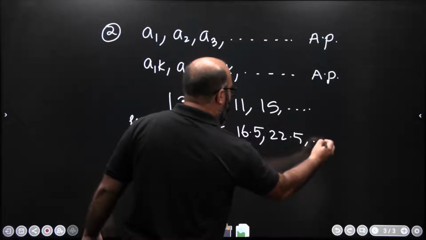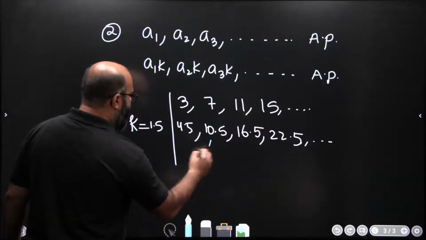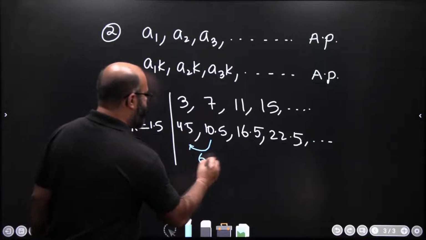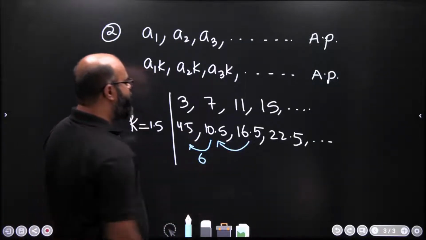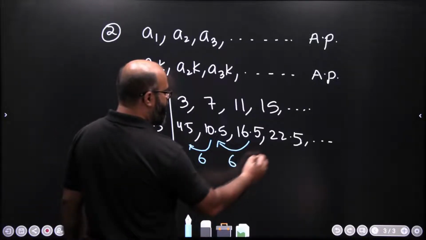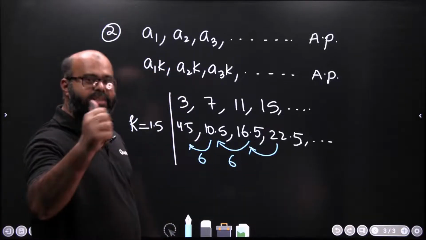So is this an AP? Let us check whether this is an AP. The common difference, the difference here is 10.5 minus 4.5, which is 6. The difference here is 16.5 minus 10.5, which is again 6. The difference here is 22.5 minus 16.5, which is again 6.